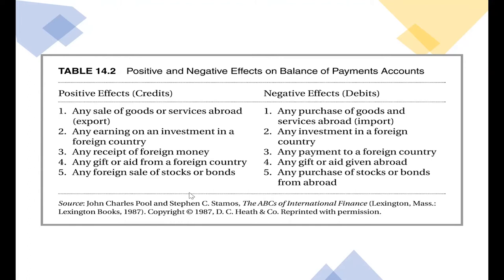If you purchase stocks or bonds from abroad, that is a negative. Again, you're paying for it. But if you are selling those stocks and bonds, so you are giving them back to the country of origin, then that is a credit. Okay, so this is a typical description of the types of transactions and how they are recorded.